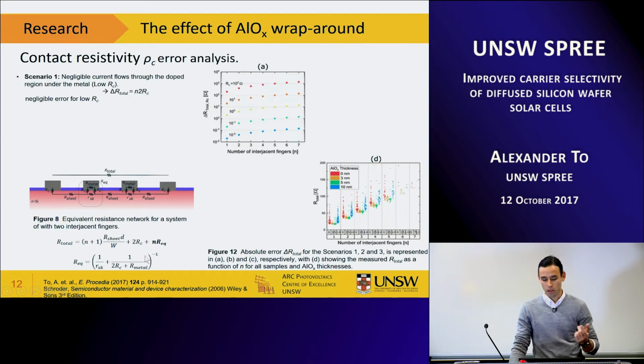So there's a few scenarios I want to go through. The first is that you can imagine the current's just going along here and it goes along the path of least resistance, right? So if you've got low contact resistance, it'll actually go through here rather than going underneath the metal. So in that sense, you can assume like a really extreme case, you've got really low contact resistance. This is your equivalent resistance network. This delta REQ is essentially some multiple of your contact resistance.